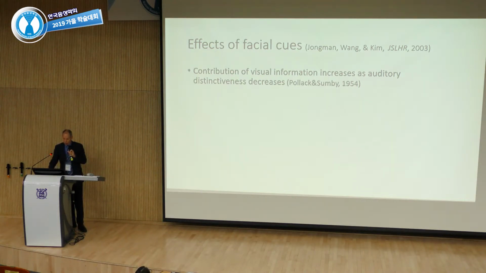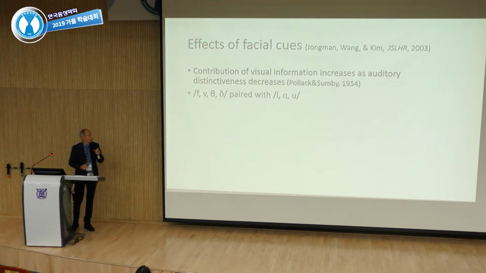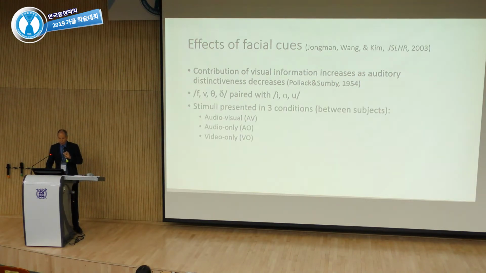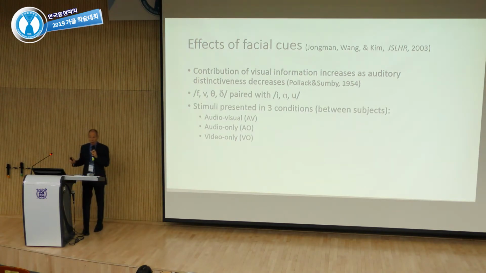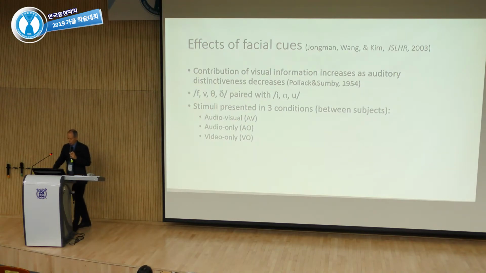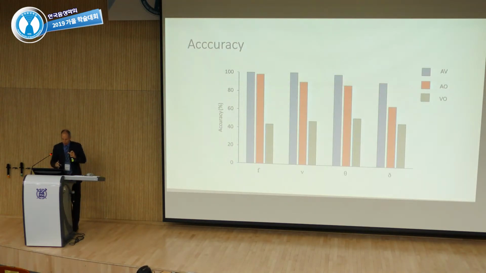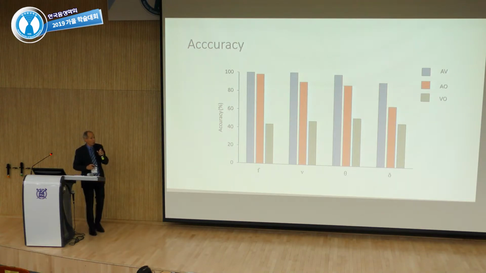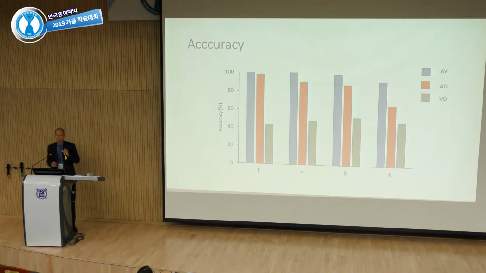Okay? So what we did here is we looked at th, the, th, and the, paired with 3 vowels, and we presented these in 3 conditions. Okay, so either audio-visual, you heard the token, you saw the speaker's face, audio only, video only. What did we find? We found in general that perception based on audio-visual information was very good. Perception based on audio information only was less good, but quite good. And as you can see here, the gray bars, perception based on just video only information was quite poor.